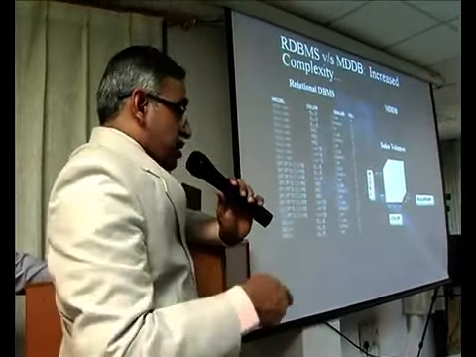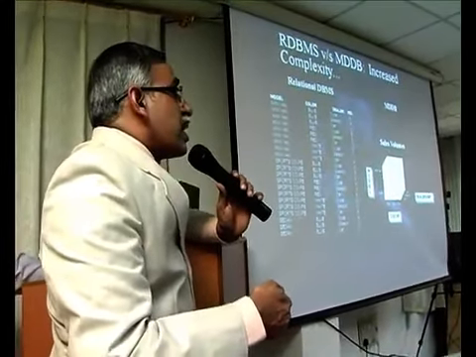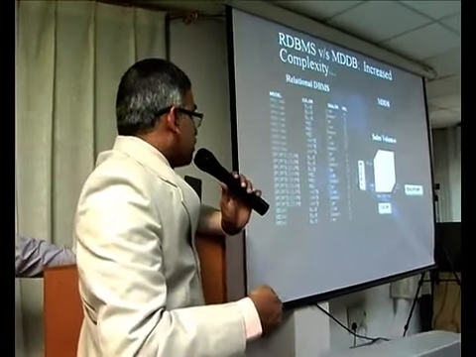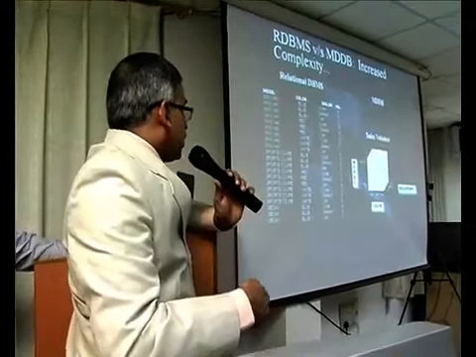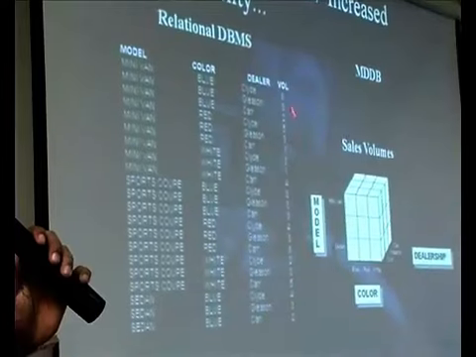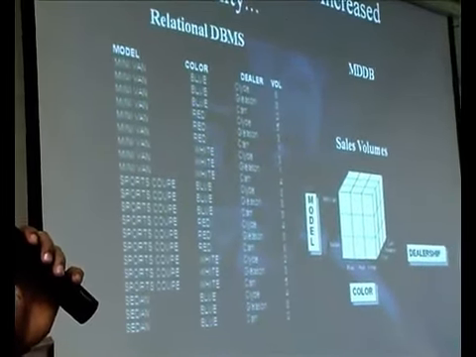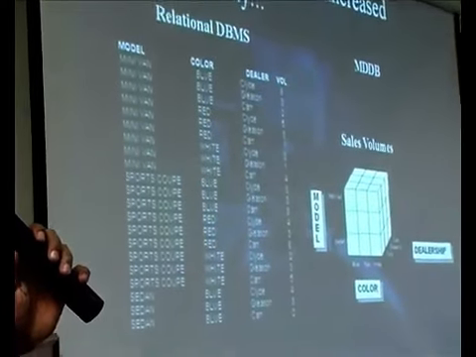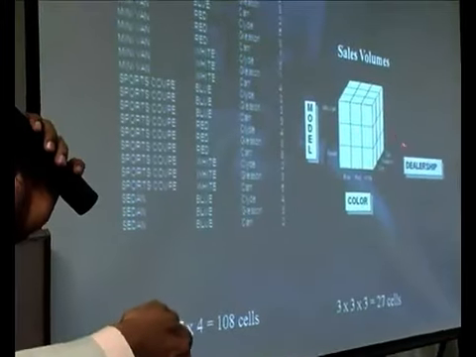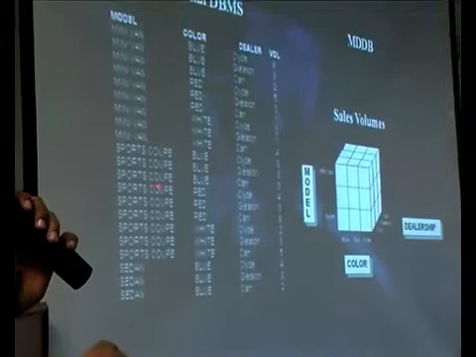So if you observe the complexity here, when 1 dimension is added in a multidimensional representation, it always requires fewer cells compared to the relational table representation. So I am generalizing this with the computation again. In the relational DBMS, 3 dimensions with 1 measure require 108 cells, 27 into 4. Whereas here it requires only 27 cells. So this is much faster. Operations on this are always faster than operations on the relational table.